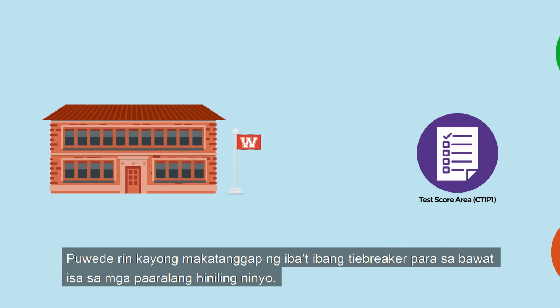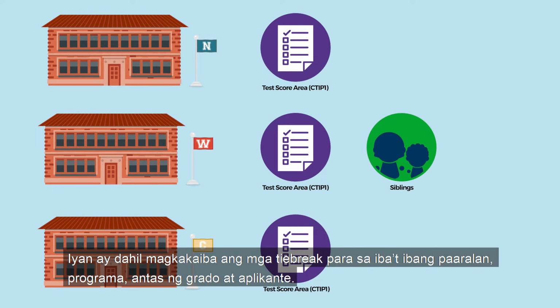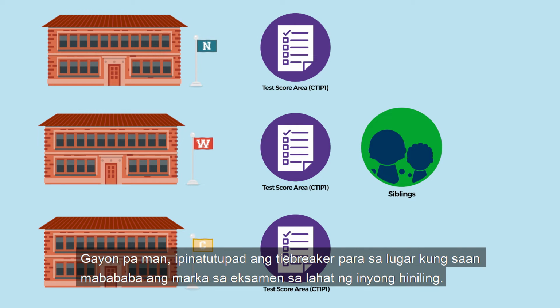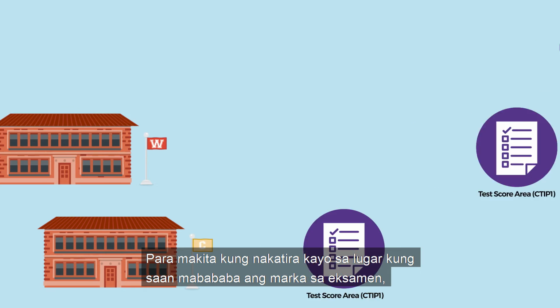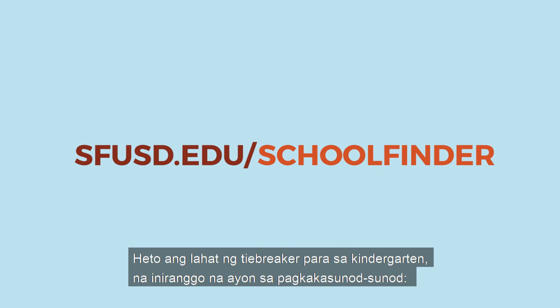You may also receive different tiebreakers for each one of your school requests. That's because tiebreakers differ across schools, programs, grade levels, and applicants. For example, the sibling tiebreaker only applies to a school where an older child is already enrolled. However, the low test score area tiebreaker applies to all of your requests. To see if you live in a low test score area, visit sfusd.edu/schoolfinder.